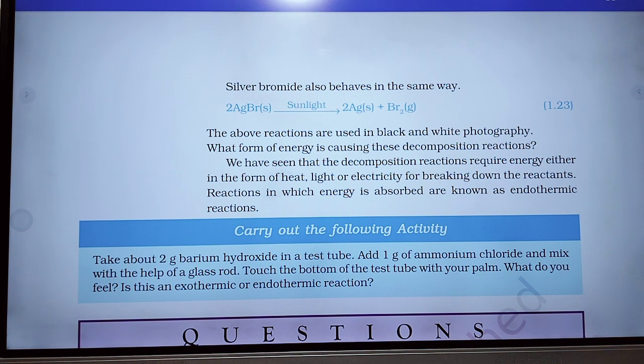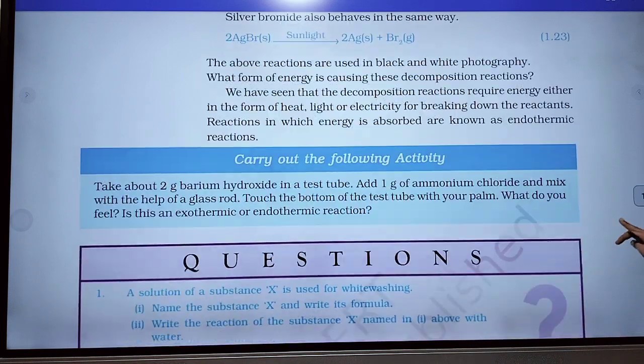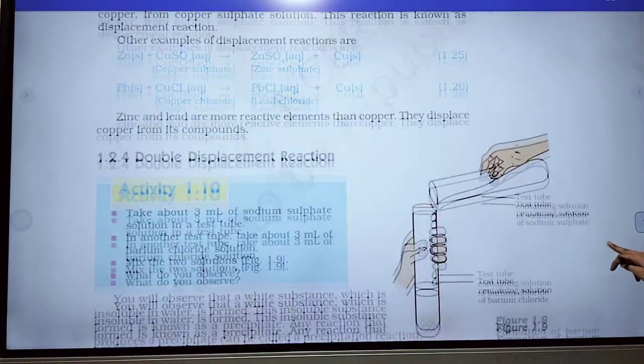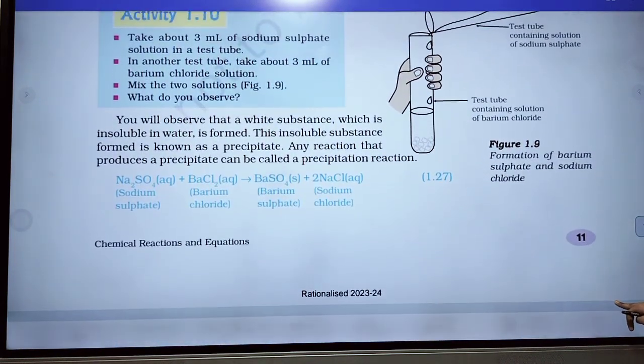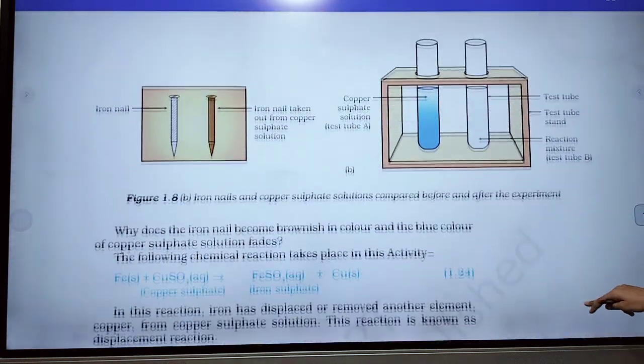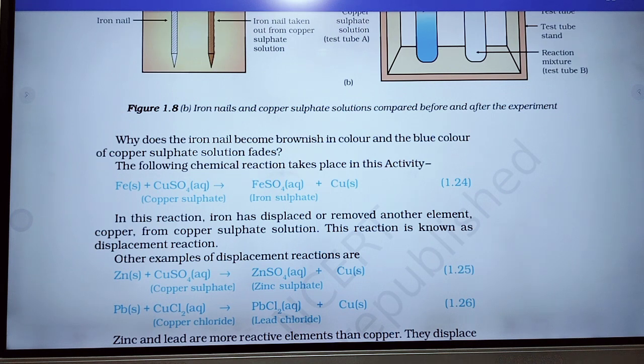Reactions in which energy is absorbed are called endothermic, and where energy is released, they are called exothermic. Now the second one is displacement reaction. These are also examples of displacement reaction. Why does the iron nail become brownish in color and the blue color of copper sulfate solution fade? A chemical reaction takes place in this activity.